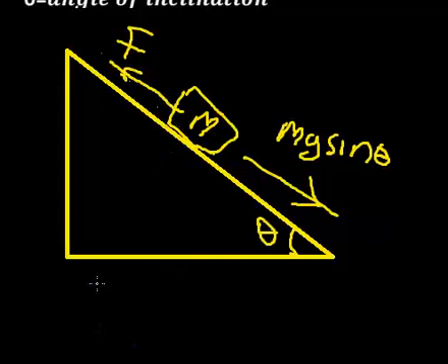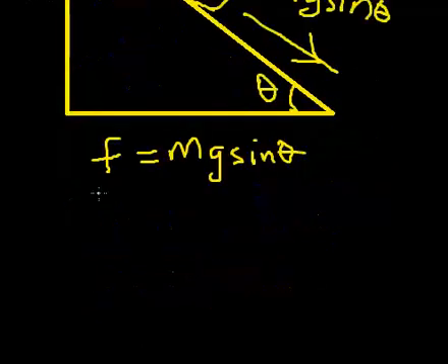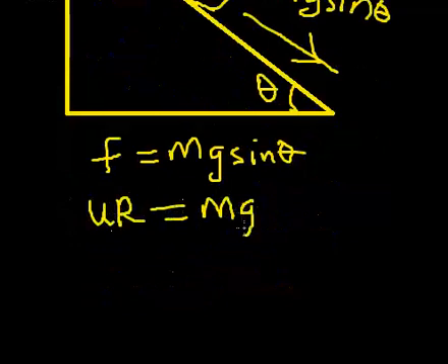So this simply means that for a static frictional force, let's say this body is not actually moving, the frictional force on it should be equal to the force that is pushing it down, which is mg sine theta. Now, we already know that frictional force is mu times the normal reaction, and of course that is equal to mg sine theta.